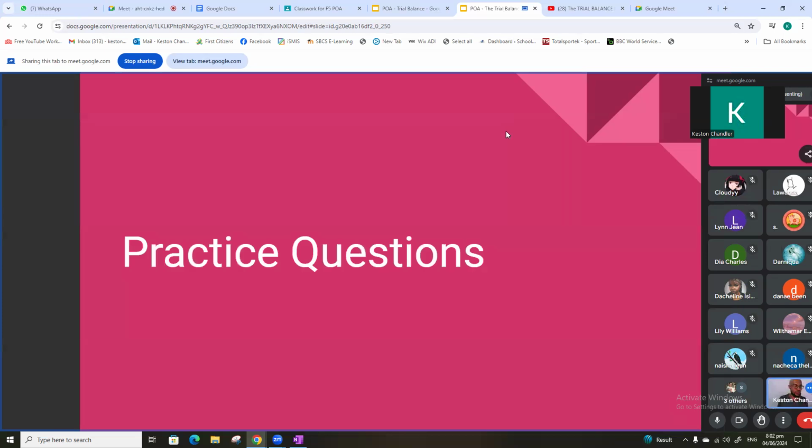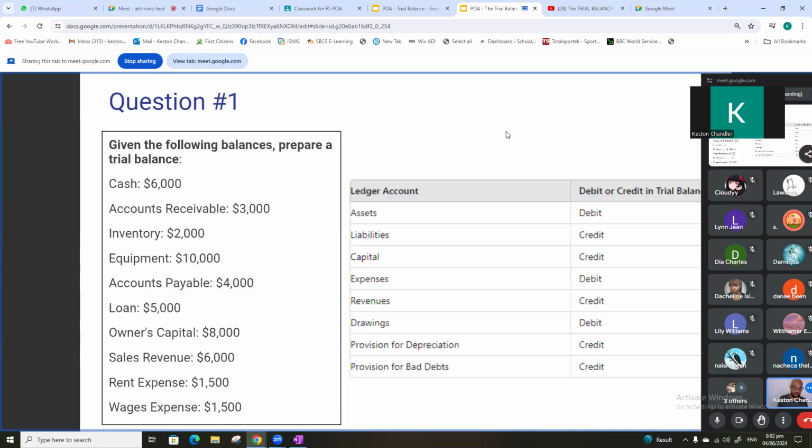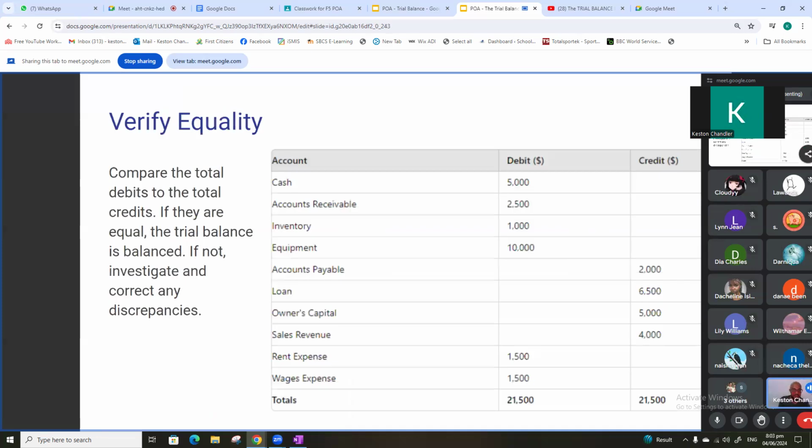So just to get some practice, here's a question for you to try. To assist, I included the table that I told you about, so it helps you know which side you're putting your cash, your inventory, your loan. You'll know whether it's a debit or credit in the trial balance. All right, I want everybody to take a minute. You're going to use your notebooks and prepare a trial balance. You can use the same format as I had before. Just use account as a heading, and a debit and credit column.